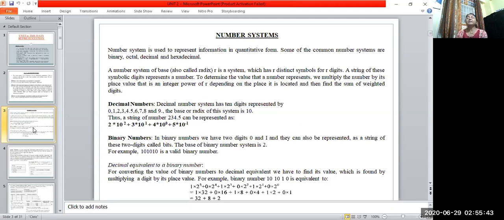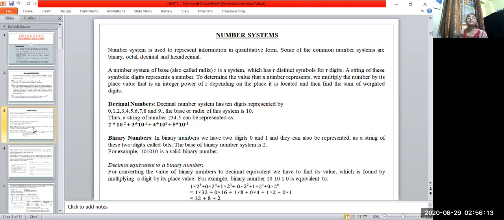As the name indicates, decimal, and in Hindi it is called दशमलव पद्धति. That is, this number system consists of 10 symbols or 10 digits, and the digits are 0, 1, 2, 3, 4, 5, 6, 7, 8, 9. And what is the base or radix of this number system? The base or radix of this number system is 10.